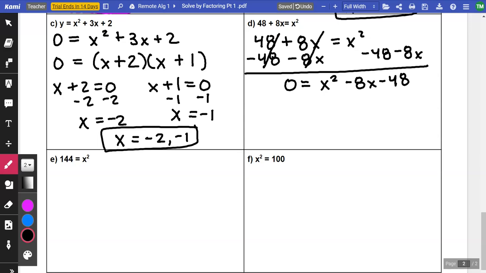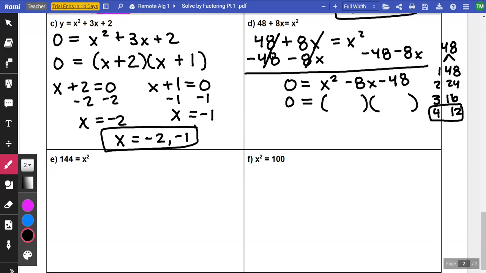All right. So when you factor this, you should have 0 is equal to, let's see, what are my factors of 48? 1 and 48, 2 and 24, 3 and 16, 4 and 12. Let's see, 4 and 12 should get us -8. So let's try that. X times x, 4 times 12. A negative when I multiply, a negative when I add. So I'm going to make 12 negative and 4 positive.